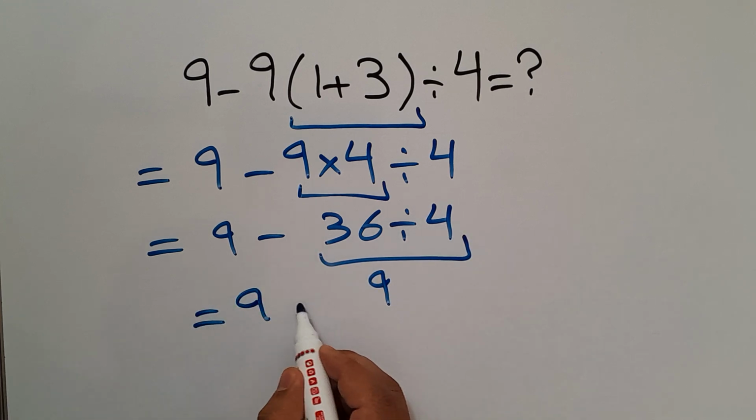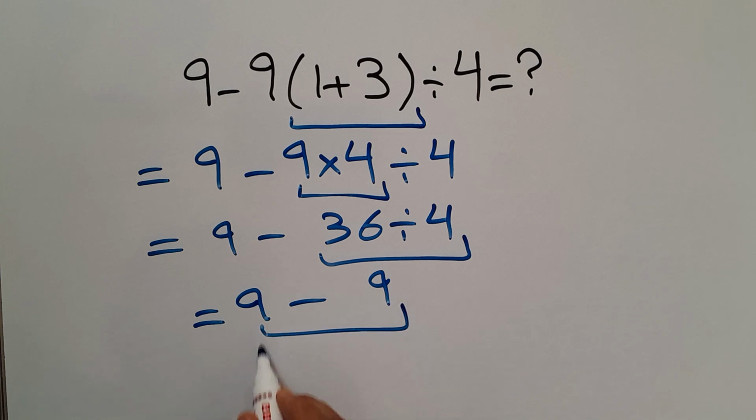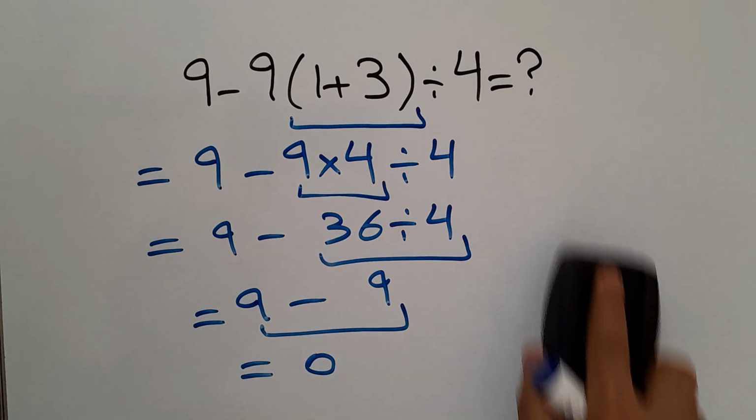So we have 9 minus 9, which equals 0. So our final answer to this problem is just 0.